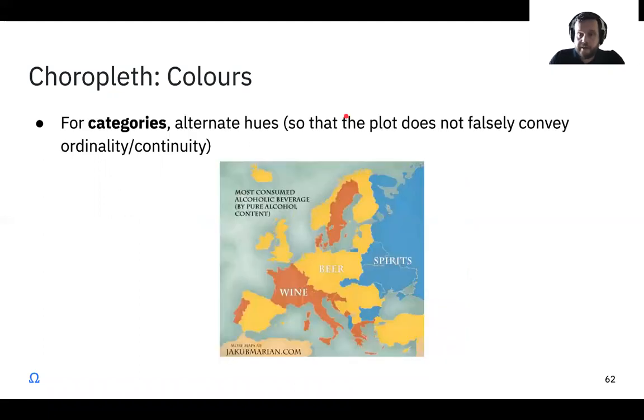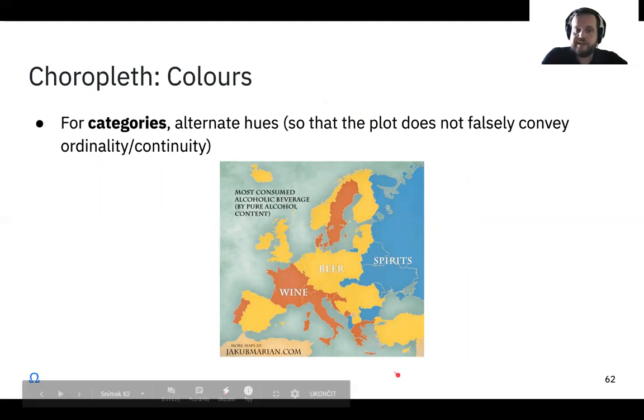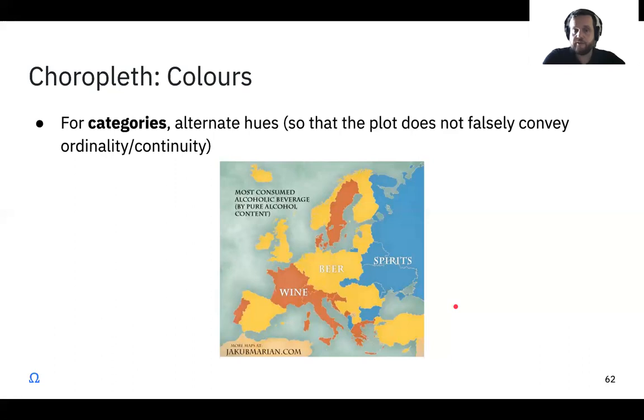There's an additional exception to the color rule that you're not always using luminance: if your data is categorical and you're plotting it on the map, you alternate hues so that the plot will not falsely convey ordinality or continuity. Here we have this casual visualization map of a preferred alcoholic drink across countries of Europe. We see three very contrasting colors for the three preferred drinks. So categories are best done with separate hues.